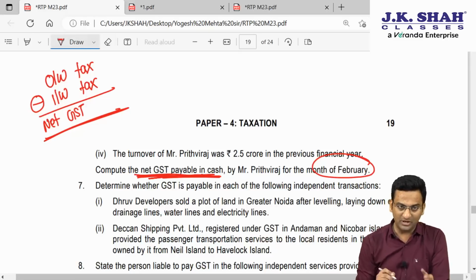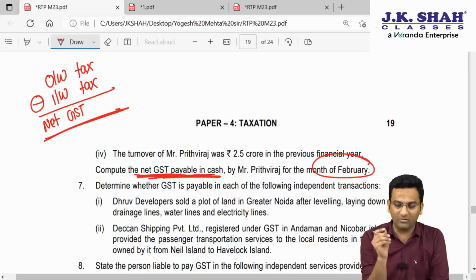So we have to calculate two things. First the tax on outward supply, and then the tax on inward supply, and then we'll deduct the tax on inward supply from the tax on outward supply.